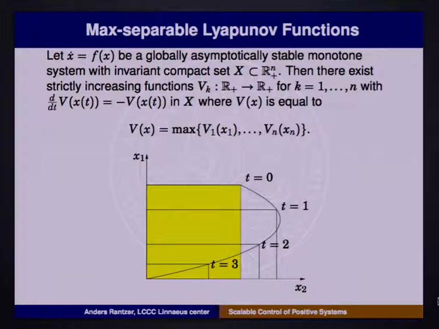And then as this trajectory goes in towards the origin, the rectangle follows. And every state starting in the yellow box must also go into the origin. So now you can use these lines as level curves to construct a Lyapunov function. That's the idea.